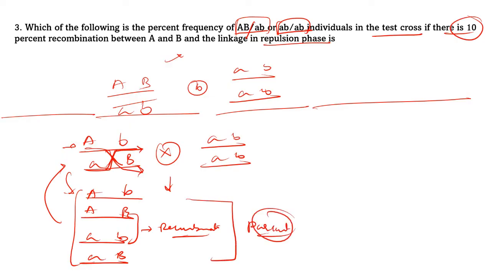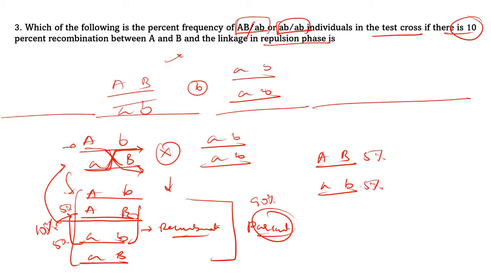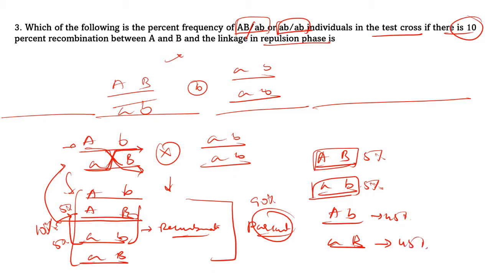Now they have said that there is a 10% recombination. That means the possibility of getting these two recombinants is 10% and the parental is a total of 90%. Out of the 10%, the probability will be 5% for capital A, capital B, and 5% for small a, small b. So 5% of the gametes will be capital A, capital B, or 5% of the gametes will be small a, small b, and the other two will be 45% of capital A, small b, and 45% of small a, capital B. So this is what they have given.